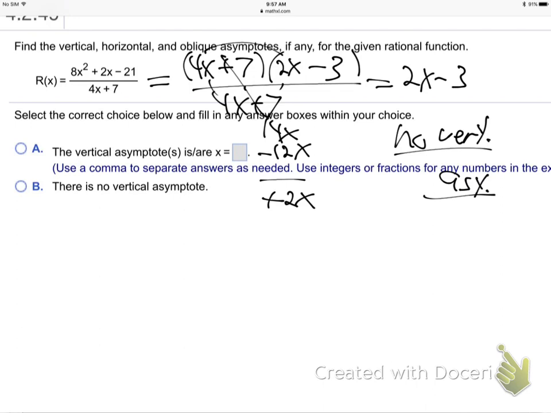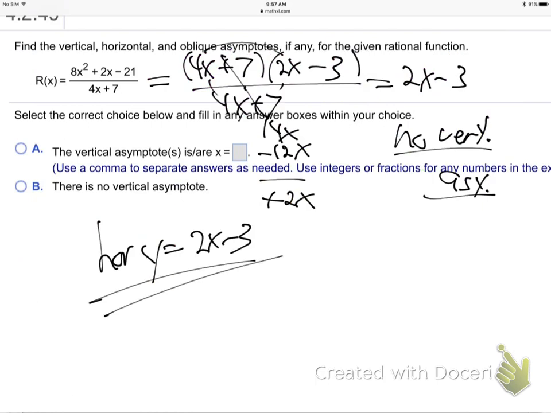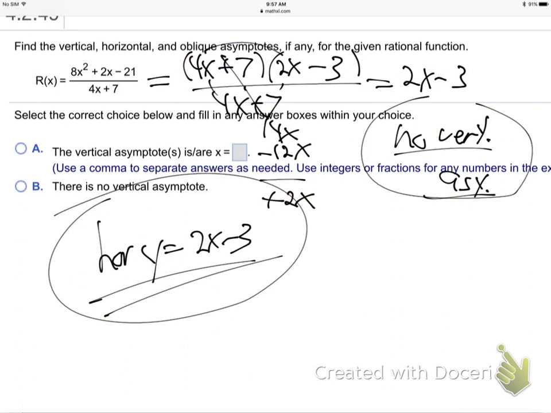So no vertical, and we got the horizontal was y equals, what was it, 2x minus 3? Yeah, 2x minus 3. So there's the real answer. No vertical, horizontal is y equals 2x minus 3.